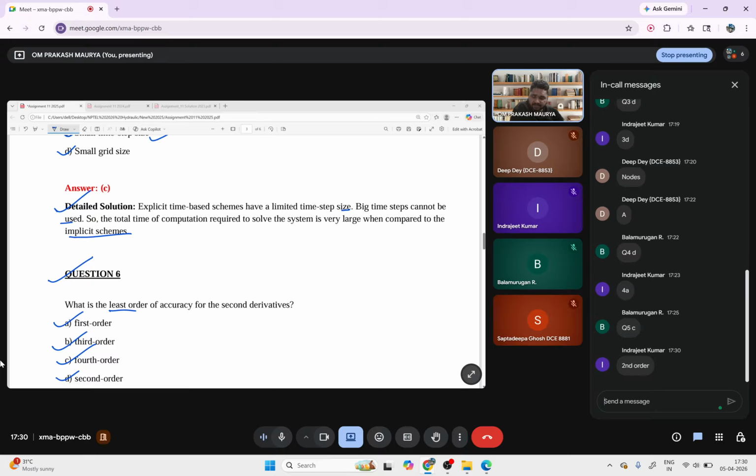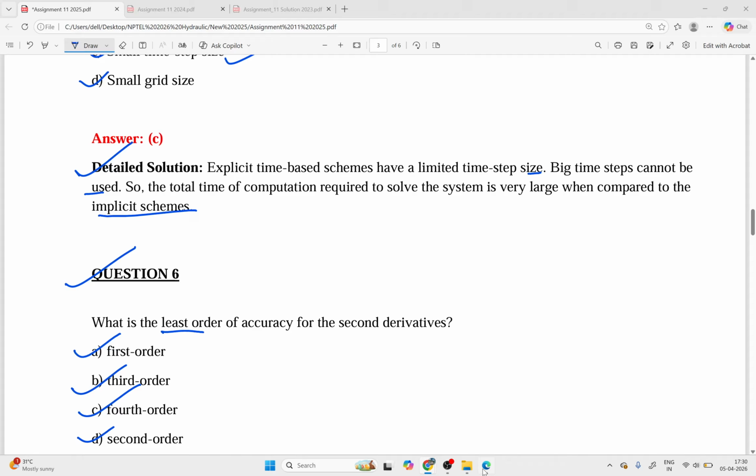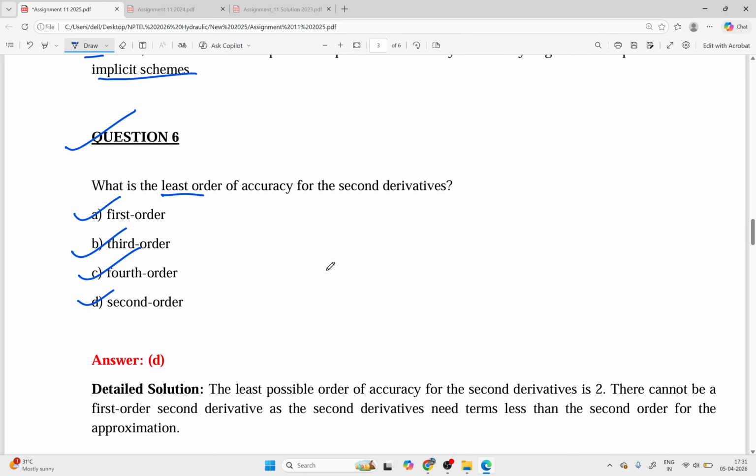Okay, Indrajit is telling second order. Nice. Other students, please also try to write your answer. Okay, Pala is telling D, second order. Deep is telling second order. So all of you are telling the second order. Most of the students are telling the second order. So yes, definitely the second order.